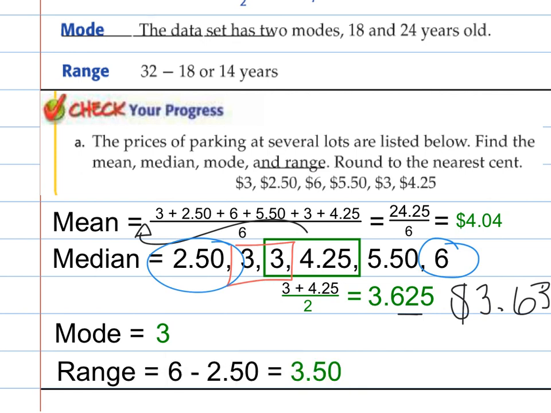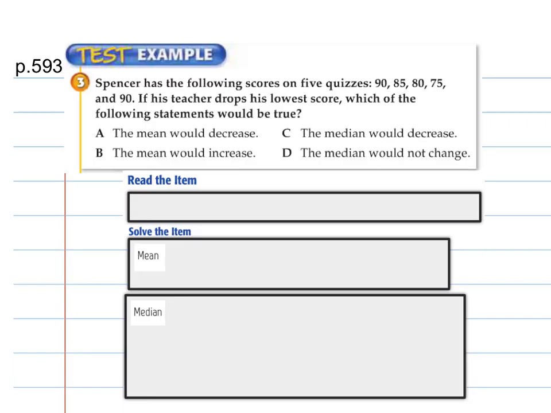So my range of this data set is $6 minus $2.50, which is $3.50. Okay, let's try this multiple choice question.